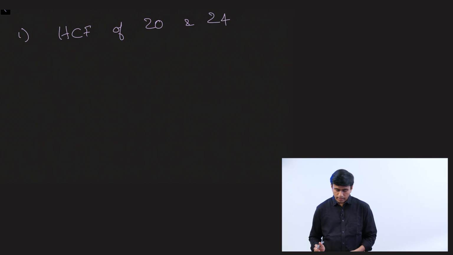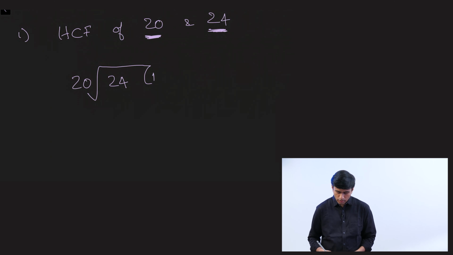The first thing is to divide the larger number by the smaller number. So the larger number is your dividend and your smaller number is your divisor. Let's do that. Twenty ones are 20, minus, 4.